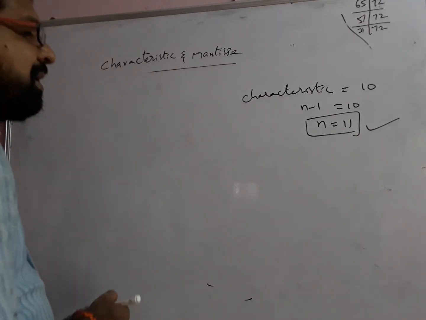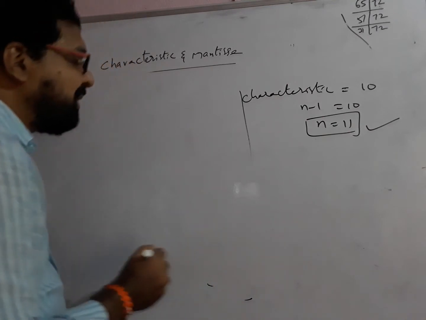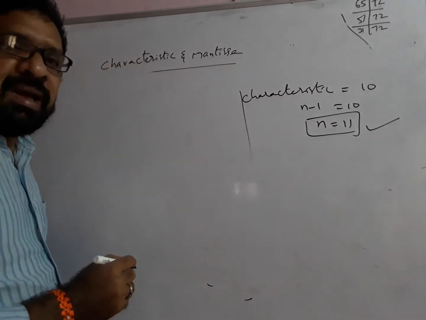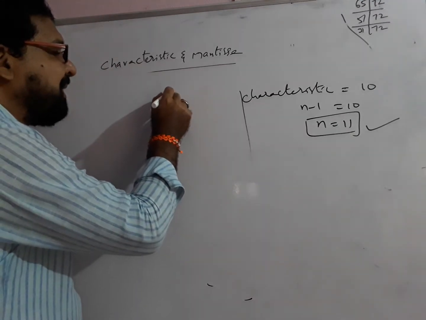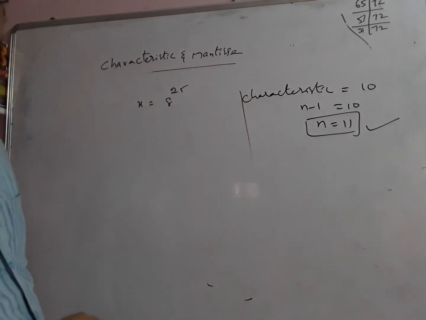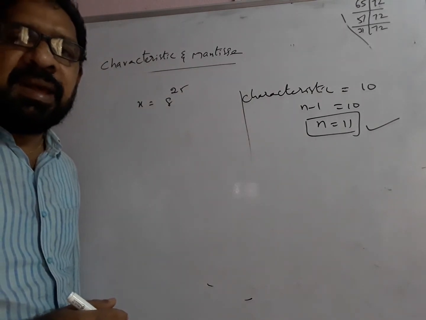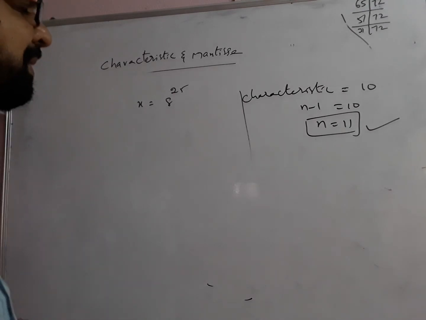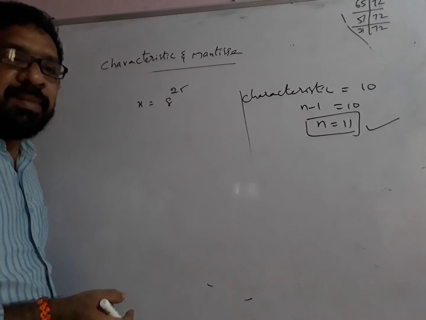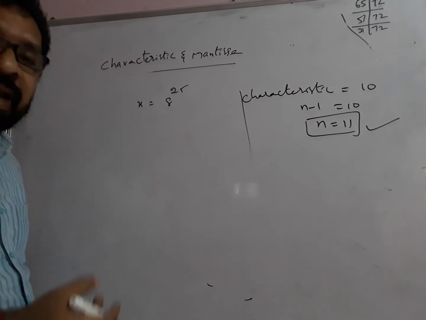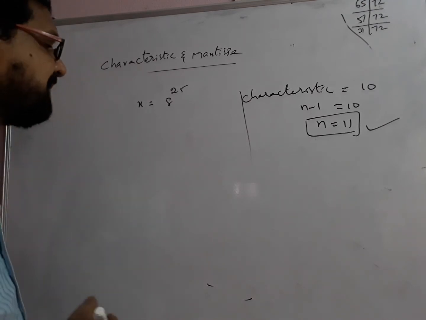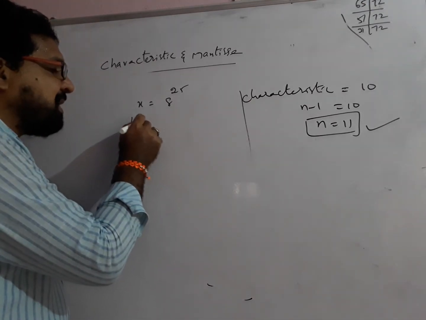Suppose, sometimes, see one example: find the number of digits in 8 power 25. Let x be equal to 8 power 25. Find the number of digits. Normally, it is difficult to find the number of digits. 8 power 25 means multiplying 25 times of 8, which is so difficult. But with logarithms, you cannot say the exact value, but you can easily say the number of digits of that number. So apply log base 10 on both sides.